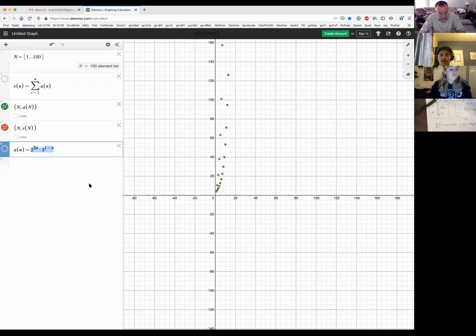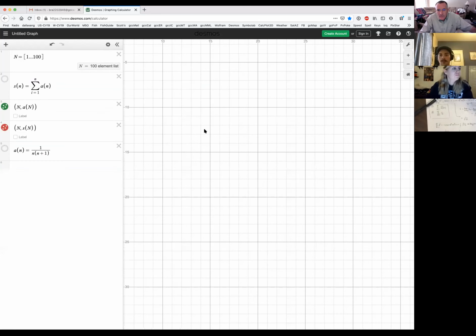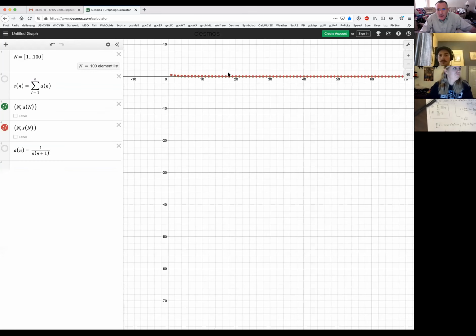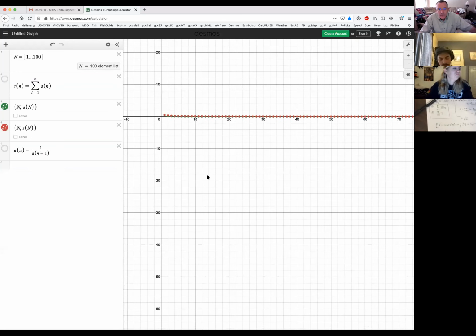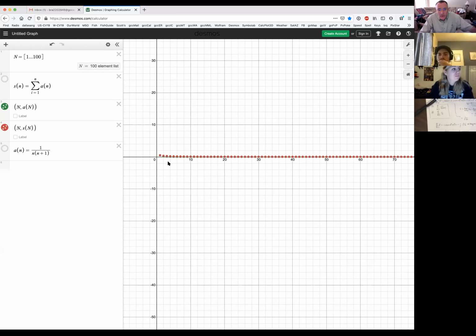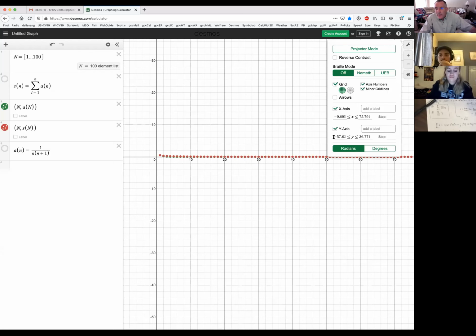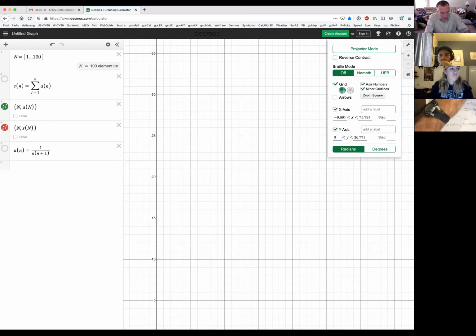And this one was 1 over n times n plus 1. Now the question is, what's it doing? And it looks to me like it's going to 0. Yeah, it looks to me like the sums are going to 0. Where are the terms? I don't even see them, they're green. Well, we might have to stretch this out a little bit so I can see them a little better. All right, how about 0 to 1?